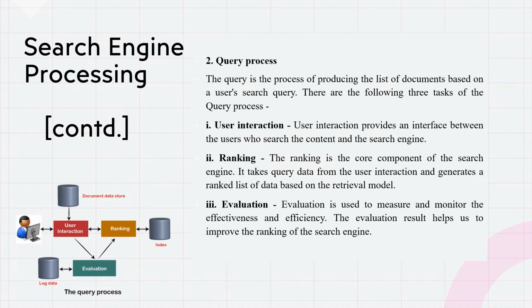First is user interaction, which provides an interface between the users who search the content and the search engine. Second is ranking, which is the core component of the search engine, and it takes query data from the user interaction and generates a ranked list of data based on the retrieval model. Third is evaluation, which is used to measure and monitor the effectiveness and efficiency. The evaluation result helps us to improve the ranking of the search engine.